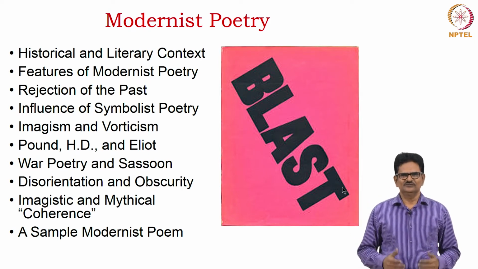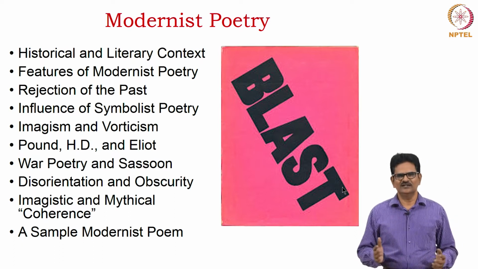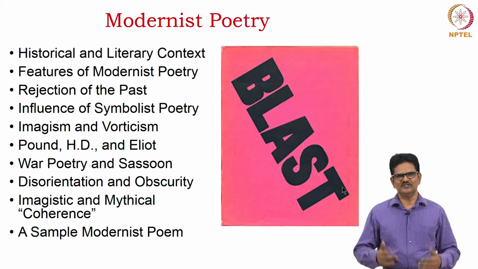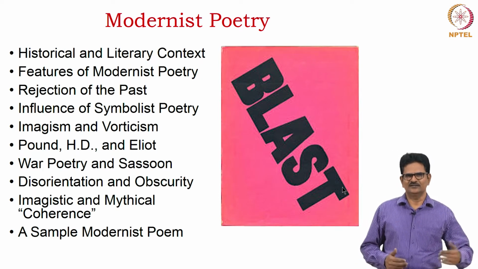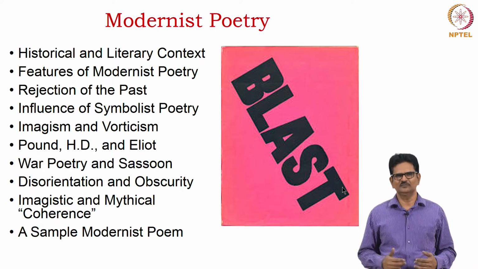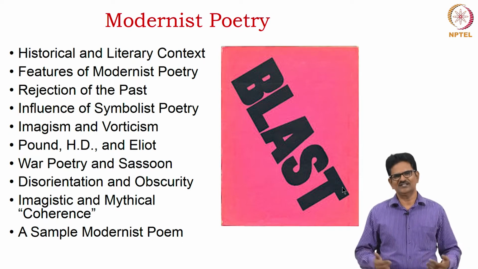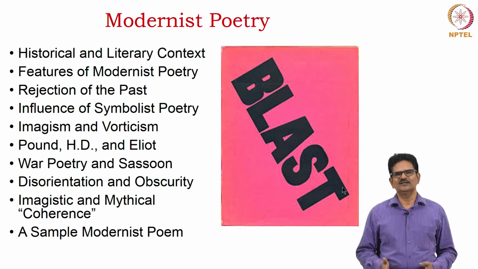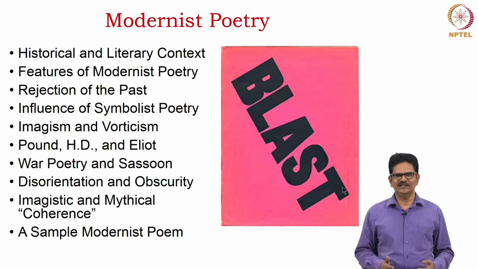In this lecture, we will provide a historical and literary context, identify the features of Modernist poetry, and discuss these features one after another, like rejection of the past, influence of symbolist poetry, Imagism, Vorticism, and the chief practitioners of this Modernist poetry: Pound, H.D., that is Hilda Doolittle, and Eliot.